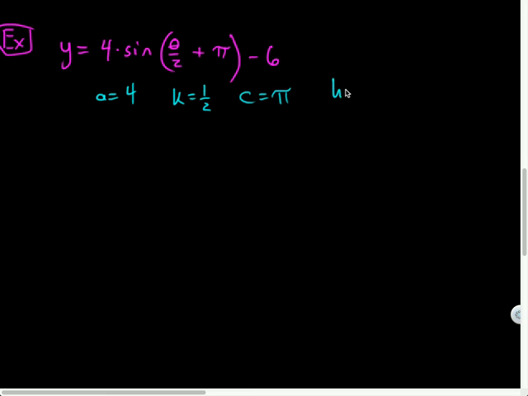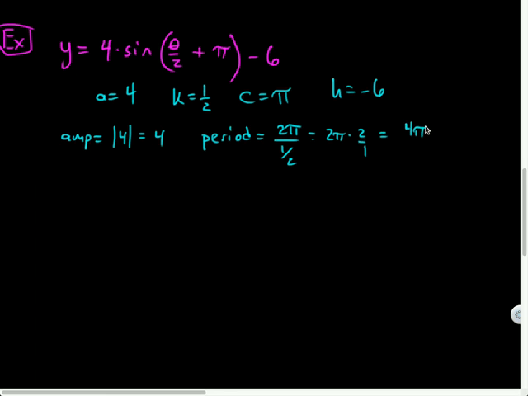H is negative 6. Okay, so amplitude? Amplitude is 4. What's the period? Period is 2 pi divided by a half, equals 2 pi multiplied by 2 over 1, 4 pi.